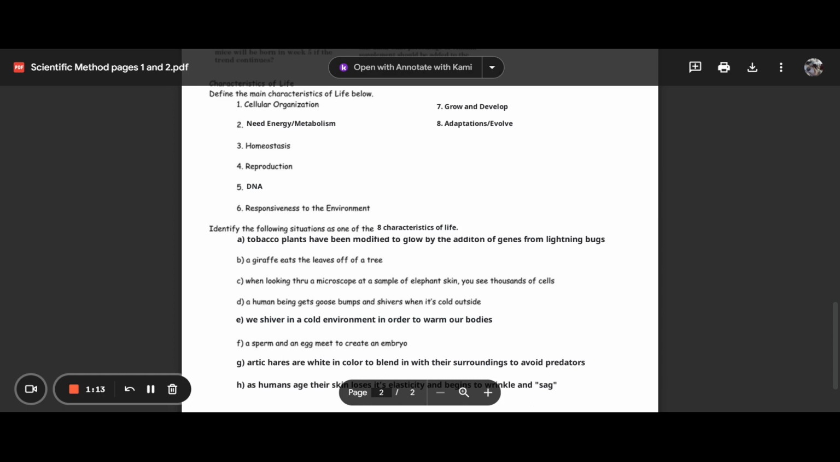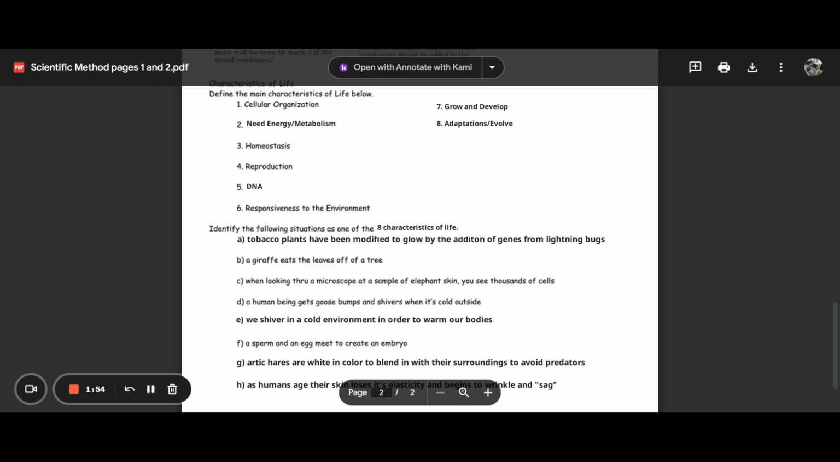And then the second part of this is identify the following situations as one of the 8 characteristics of life from above. So you have these different scenarios, and then tell me which of the characteristics is being described here. So the first scenario A, tobacco plants have been modified to glow by the addition of genes from lightning bugs. That's true, I didn't make that up. B, a giraffe eats the leaves off of a tree. C, when looking through a microscope at a sample of elephant skin, you see thousands of cells.